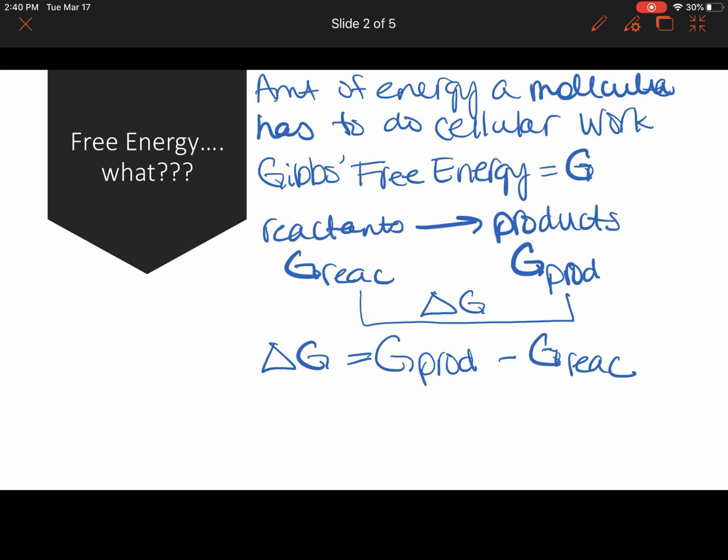And it's important that it's always in this order, okay? The free energy of the products minus the free energy of the reactants, because the sign on delta G, whether delta G is positive or negative, is going to tell us quite a bit about that reaction. And so we've got to keep this equation in this order, otherwise our positive and negative isn't going to be consistent, and it's not going to tell us anything.